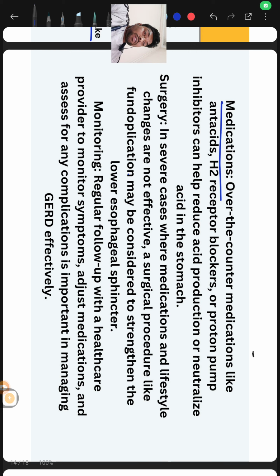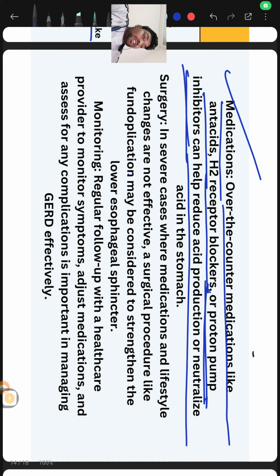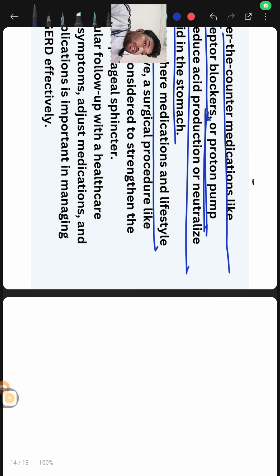Now about medications, these patients are given medications like antacids, H2 receptor blockers, and proton pump inhibitors. The proton pump inhibitors are given so that they can reduce acid production. Similarly, antacids are given to neutralize the acids present in the esophagus or stomach. Now surgery is the last option to cure this disease.